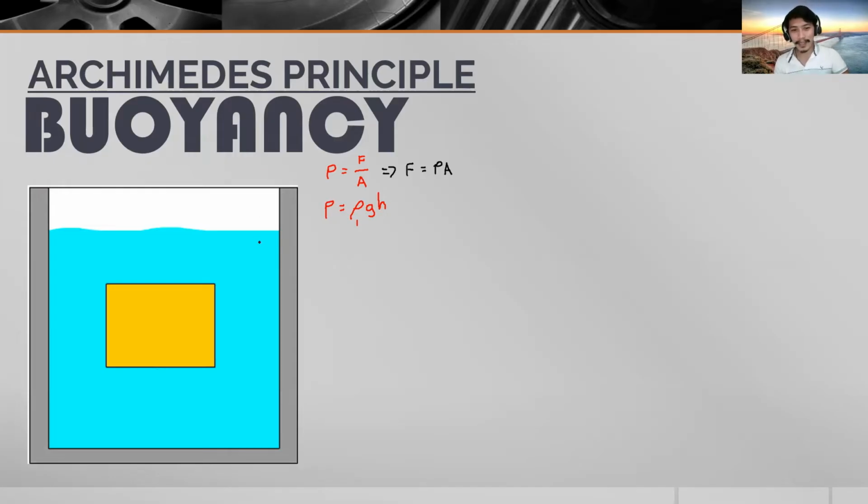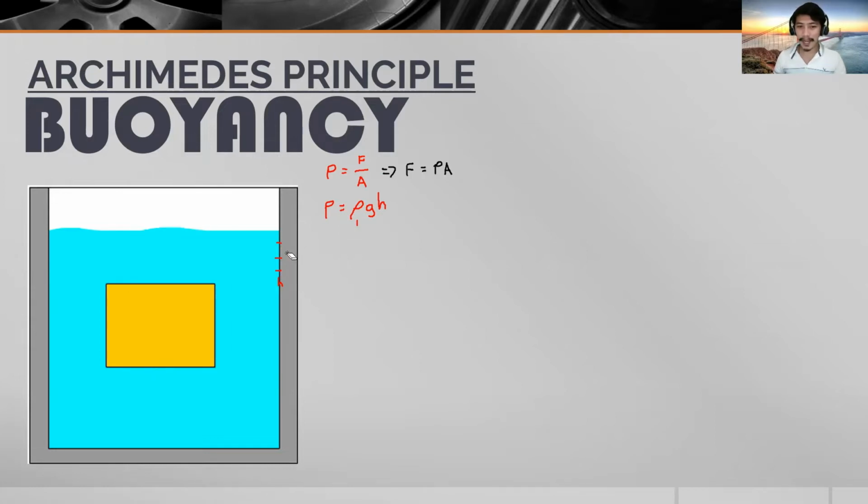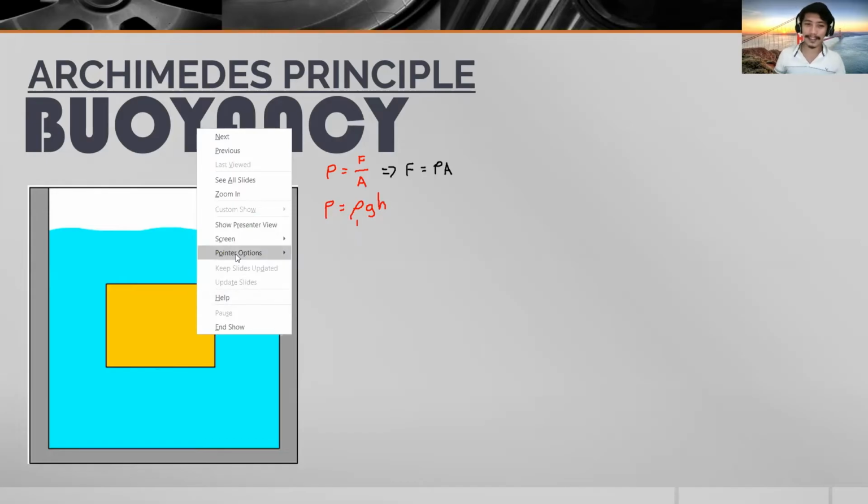Tama? So ibig sabihin nito, if at this level, this is H1, lagyan natin, this is H2, for example, H3, and so on. So at a particular depth, habang mas malalim, ibig sabihin, magka-increase ang pressure. Okay, nakuha? So kapag mas malalim yung ating liquid, mas mataas yung hydrostatic pressure.